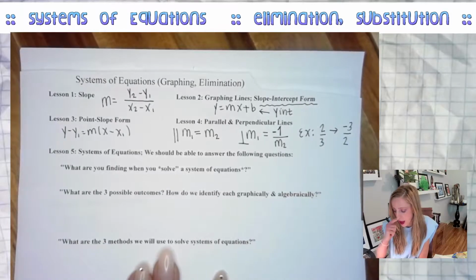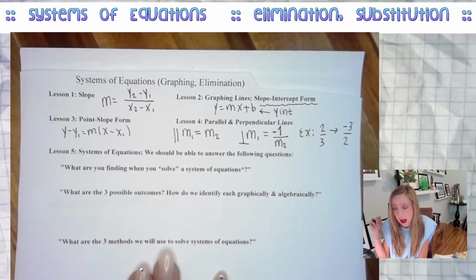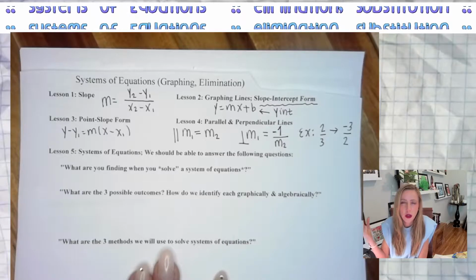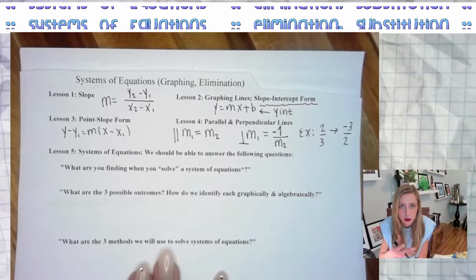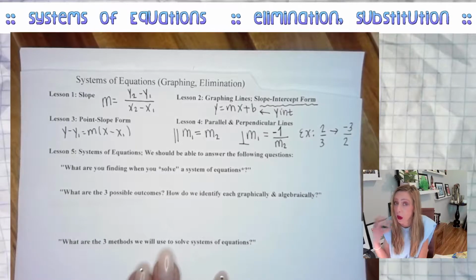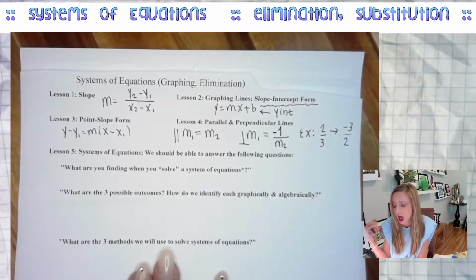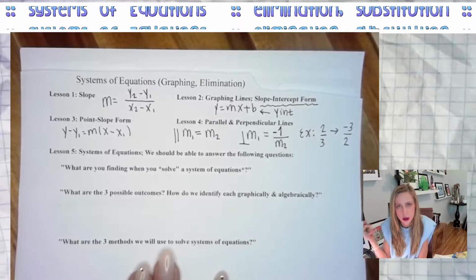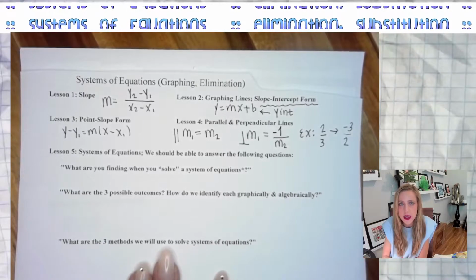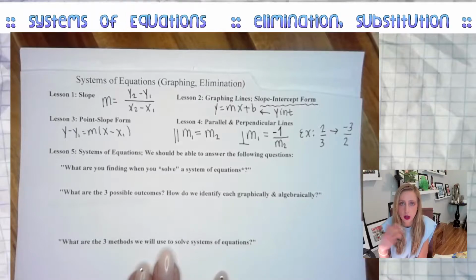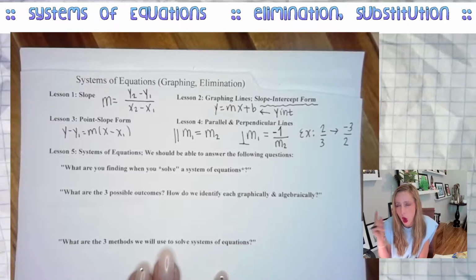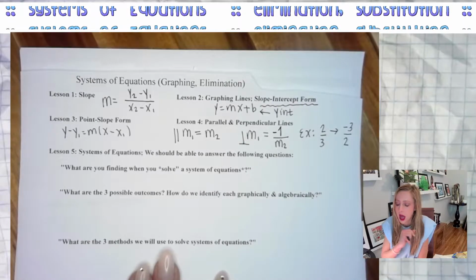We're in lesson 5 right now. We're solving systems of equations. We should be able to answer the following questions. What are you finding when you solve a system of equations? You're finding the values for the unknown variables that will make both or all, because you could have more than two equations, both or all of your equations true. So if you have 3 unknowns, you'll have 3 variables. So maybe x, y, z, you'll have 3 equations, 3 variables, and you're going to find what combination of x, y, and z will make all 3 equations work.